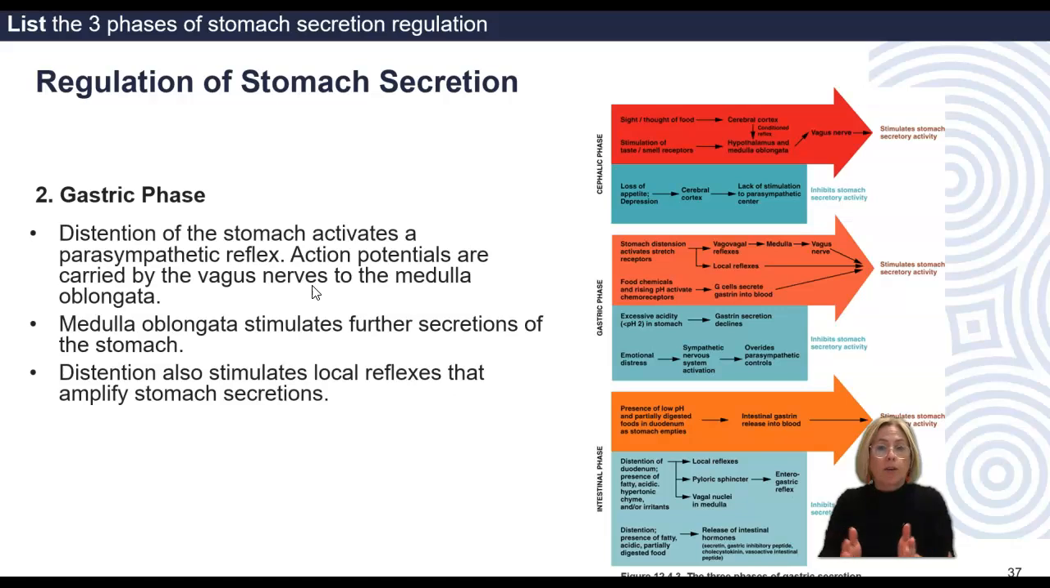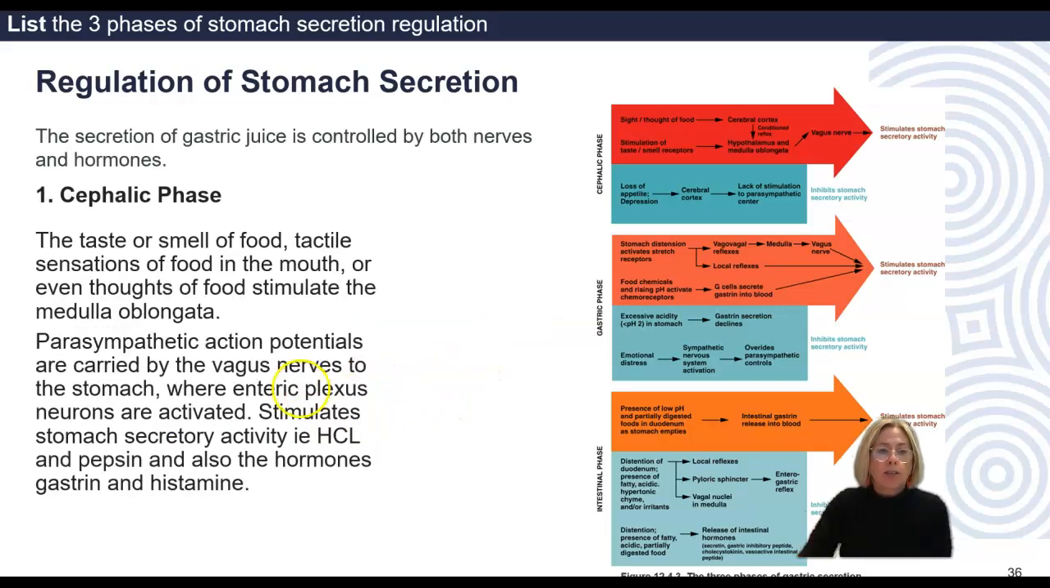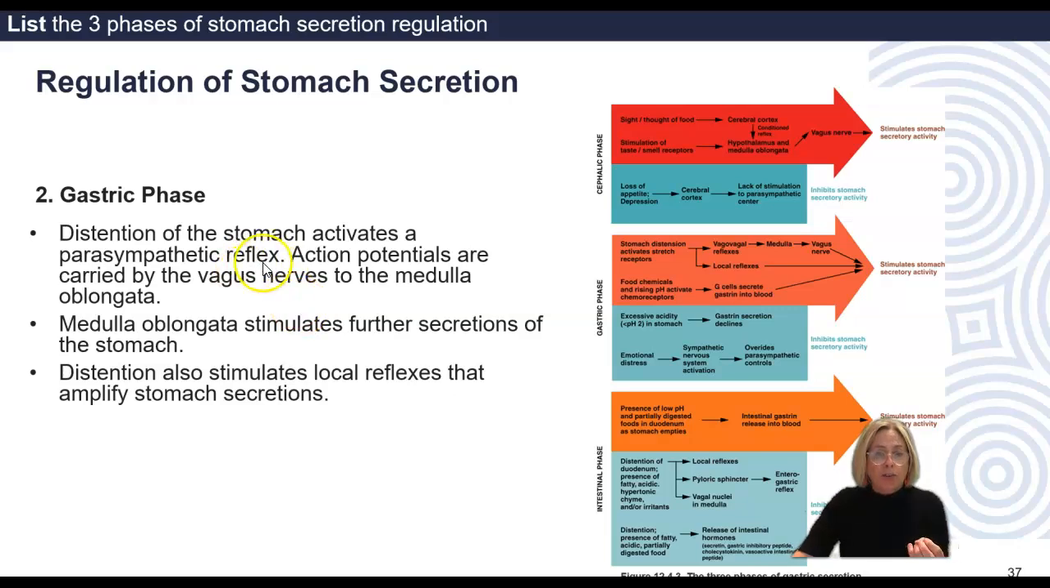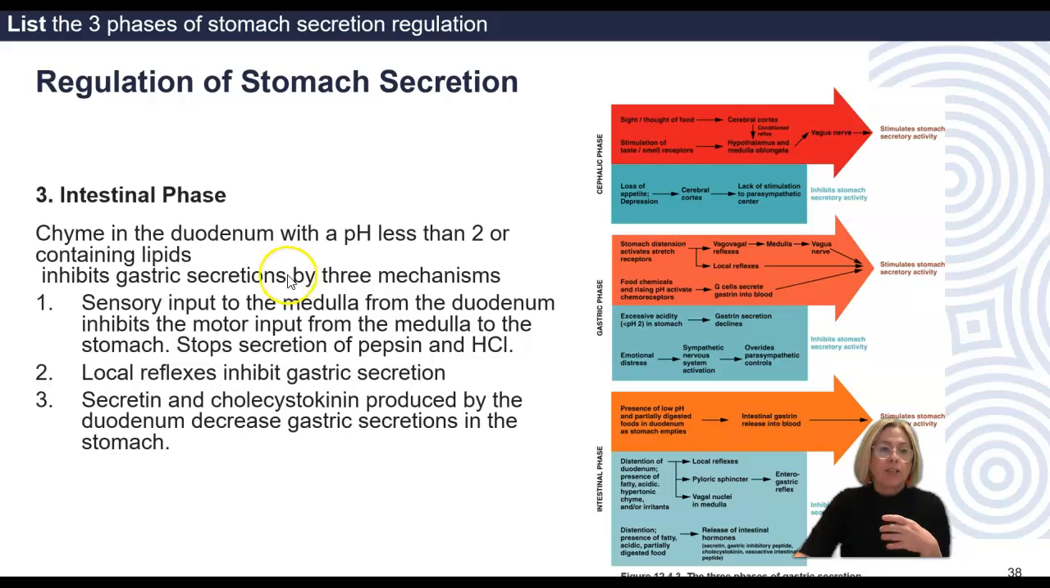Action potentials are carried via the vagus nerves to the medulla oblongata, which stimulates further secretions of the stomach. And the stretching also stimulates local reflexes that amplify stomach secretions. So while the cephalic phase is kind of the let's get started phase, this is the real action phase. And then we've got finally the intestinal phase, which is the slowing down phase.